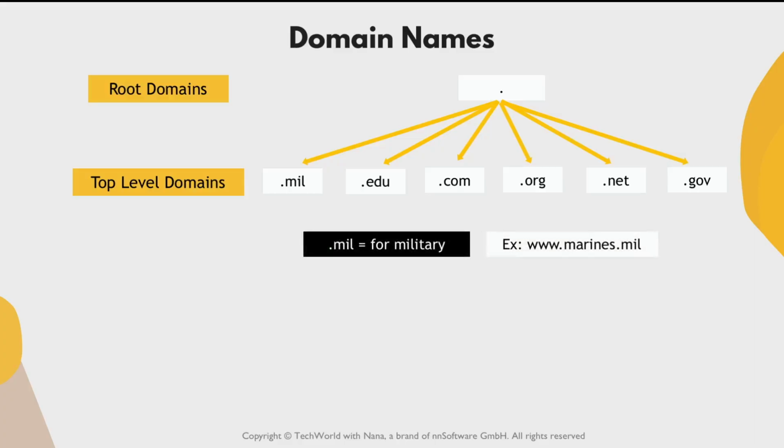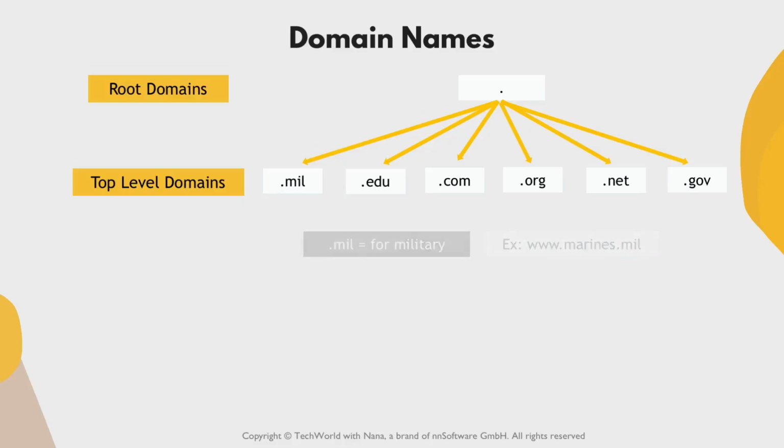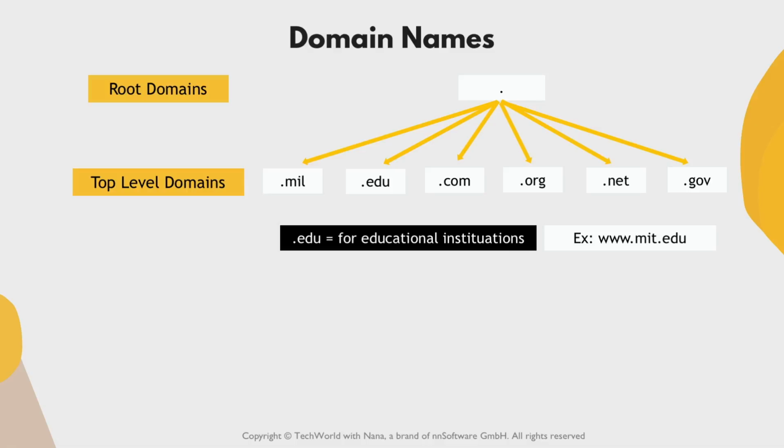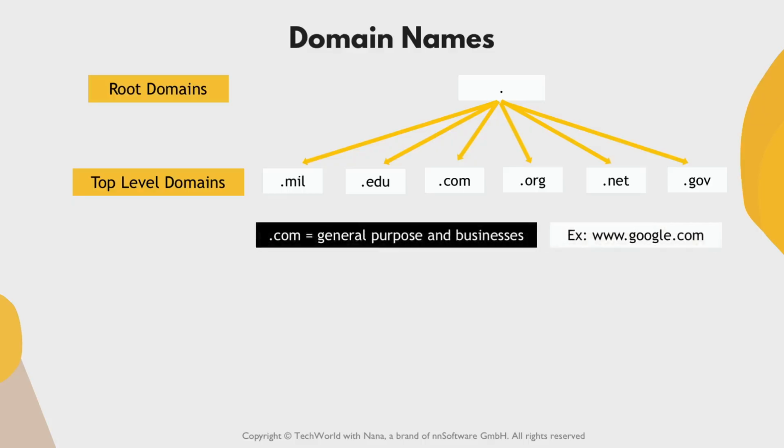We have .mil, which is for military applications. Then we have .edu, which is for educational institutions and their websites. Then we have .com, which is more general purpose and usually used for businesses because com stands for commercial. Then we have .org, which is usually for non-profit organizations. The next one is .net, originally for networking technologies like internet service providers or any other infrastructure provider companies, but today it's more general purpose and can be used by all types of businesses. And finally we have .gov, which is for government.